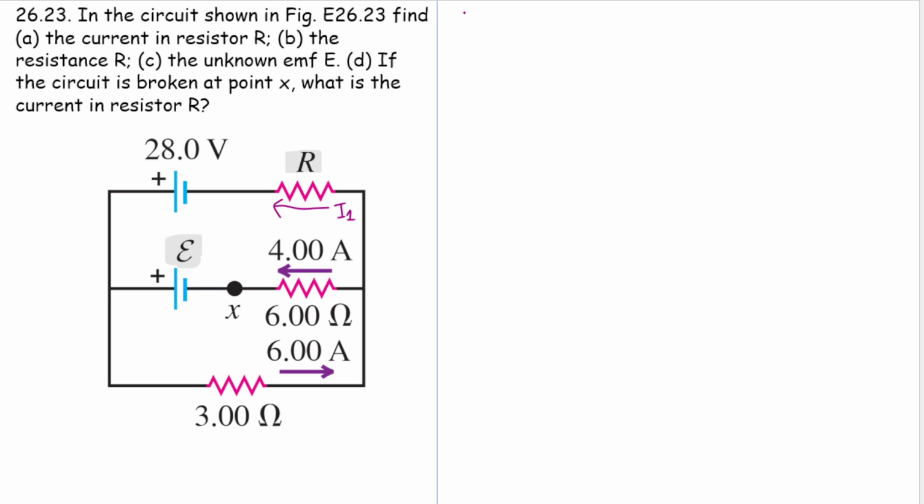Our goal is to find, first, I1, and then the value of R, and then the EMF of this battery. That is for questions A, B, and C. For question D, if the circuit is broken at point X, what is the current in resistor R? We need a different circuit for that. But first we need to find I1, R, and E.